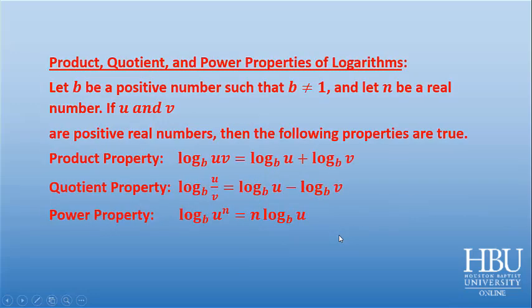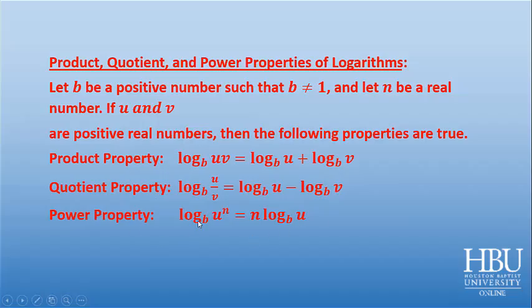Three other properties that are important to know for logarithms are called the product property, the quotient property, and the power property. The product property says the log of a product is the sum of the logs. In other words, the log of u times v is the log of u plus the log of v. We're assuming here that we have the same base throughout for all of these properties. The logarithm of a quotient, u divided by v, is the logarithm of u minus the logarithm of v. It's the logarithm of the numerator minus the logarithm of the denominator.